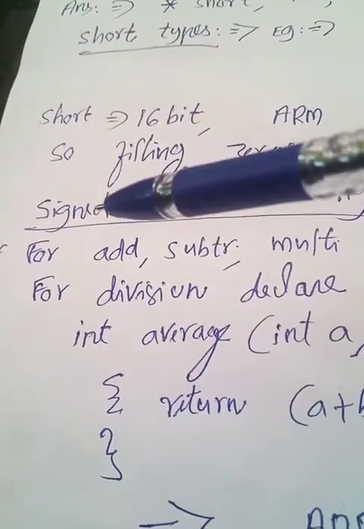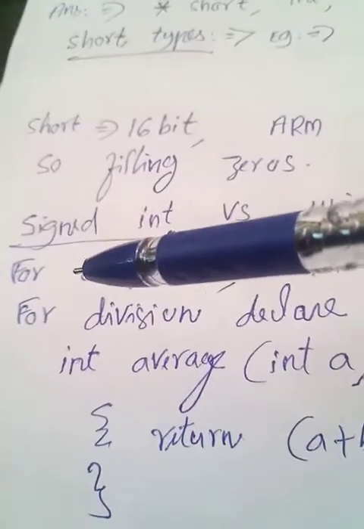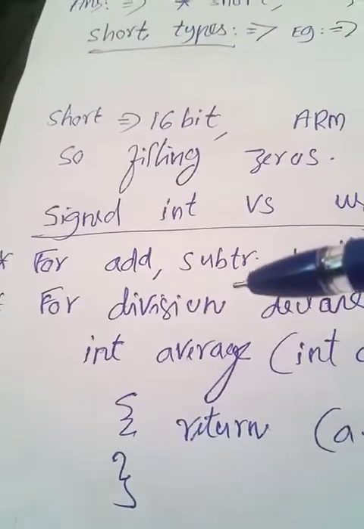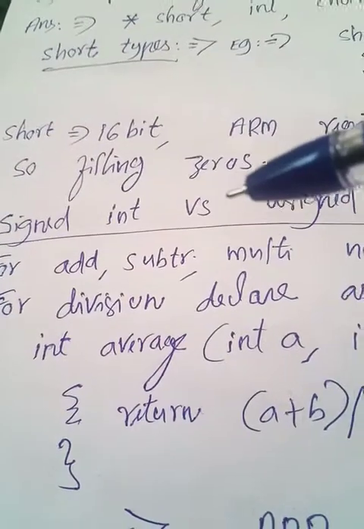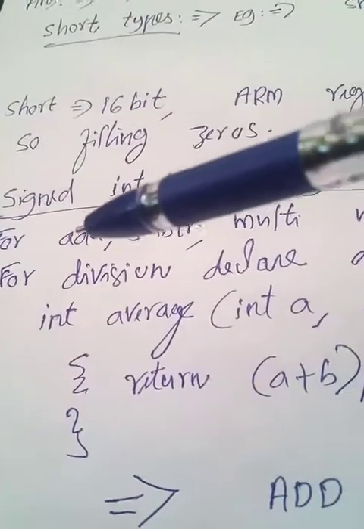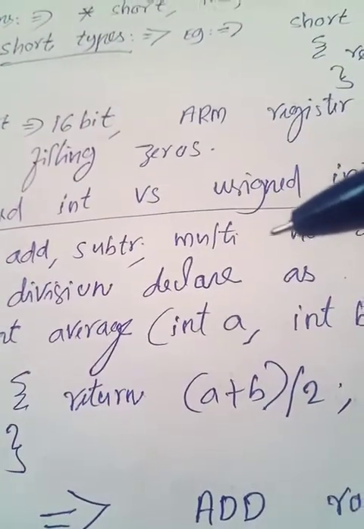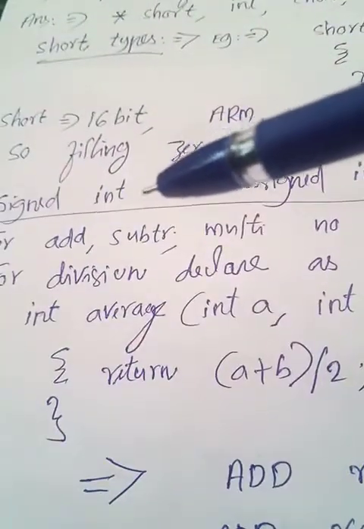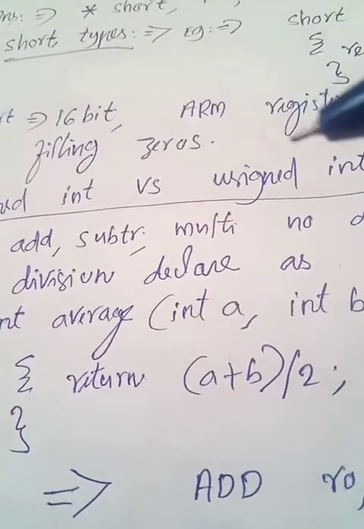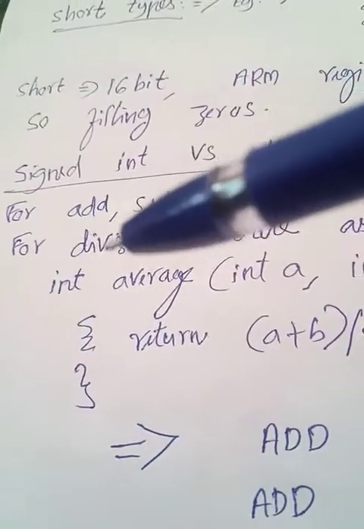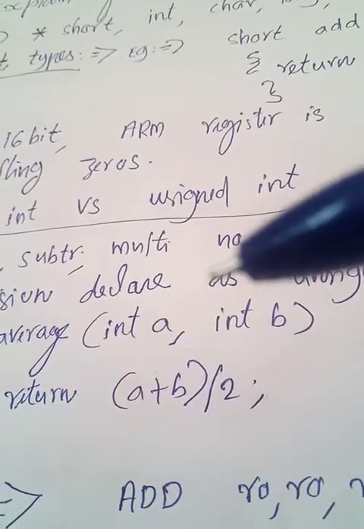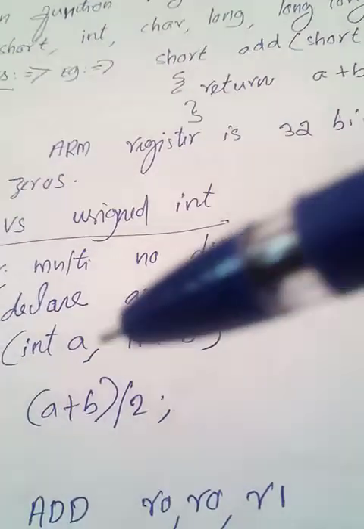And next is declaring function argument as signed int or unsigned int. That is signed int versus unsigned int. So for addition, subtraction, multiplication, there is no difference. That means either you can use signed int or unsigned int for addition, subtraction, multiplication, etc. But in the case of division, declare argument as unsigned.